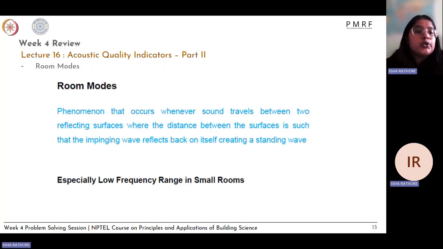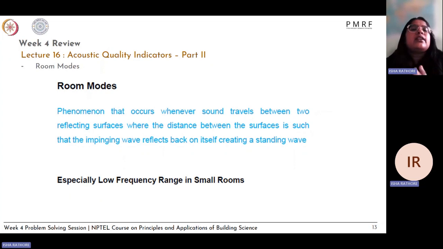Then we also have room modes. Room modes is the phenomenon which occurs when sound travels between two reflecting surfaces. In a room, these reflecting surfaces are basically your walls or your roof. Because sound moves in a waveform, as we looked at in week 3, these waves reflect back when they encounter an obstacle. So the movement of sound in the room leads to room modes, which occur whenever sound travels between two reflecting surfaces, where the distance between the surfaces is such that the impinging wave reflects back on itself, creating a standing wave.